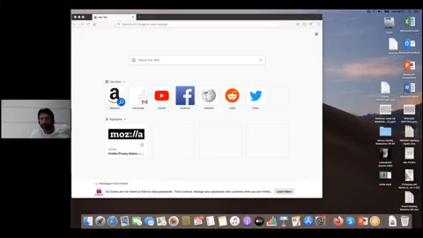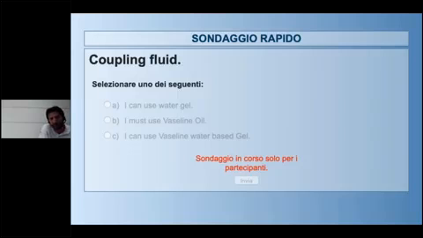Let's proceed ahead with the third one. This is pretty tricky in a way. The coupling fluid that we are using with Onda. We have mentioned during the presentation about the interference that microwaves might have with specific media. So actually, the choices are water-based gel, Vaseline oil, paraffin oil, or water gel. Well, actually, doctors, we have to congratulate you all. Vaseline oil is the correct answer. Good.